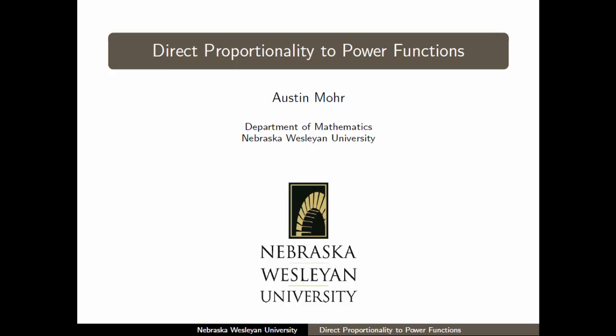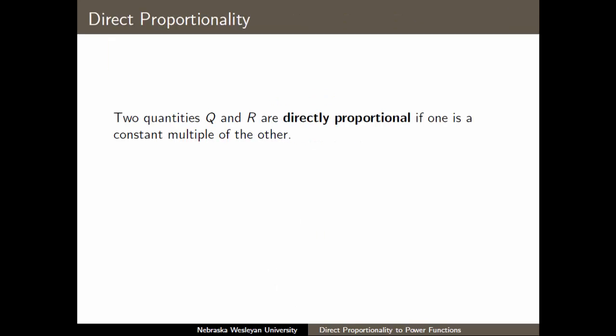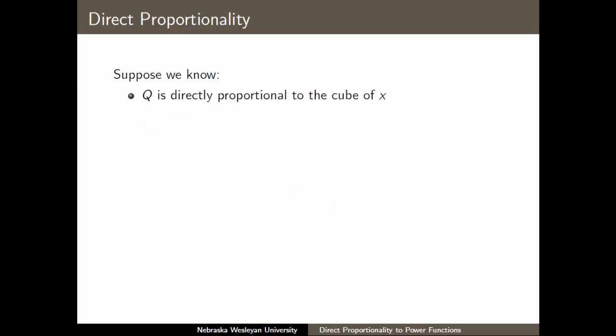Power functions frequently show up in direct proportionality models. Roughly, we can say that two quantities are directly proportional if one is a constant multiple of the other. A more precise way of saying this is that there's a constant value k, so that q is equal to k times r.